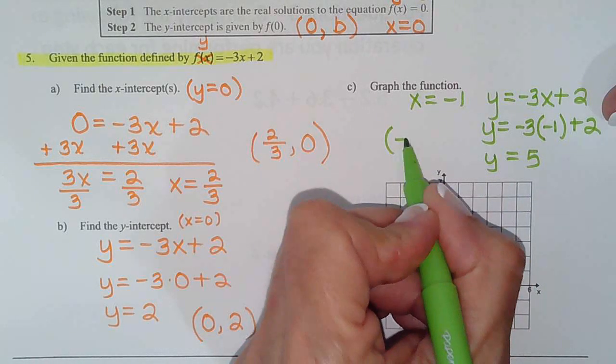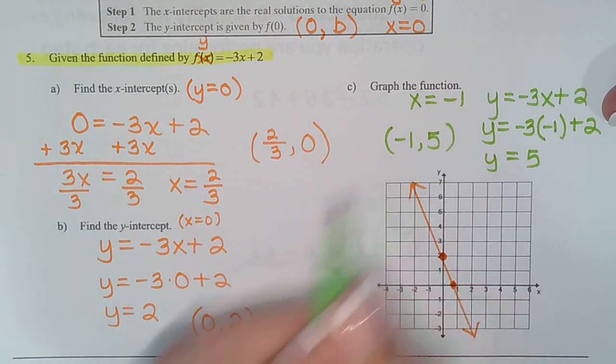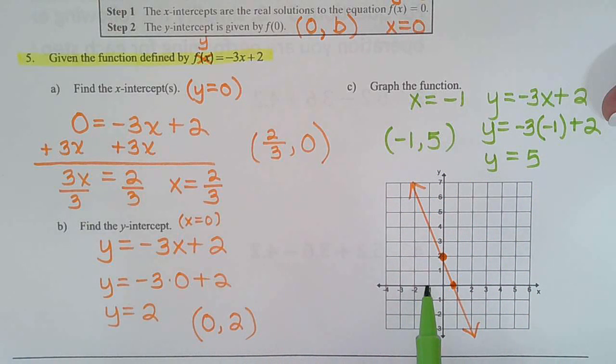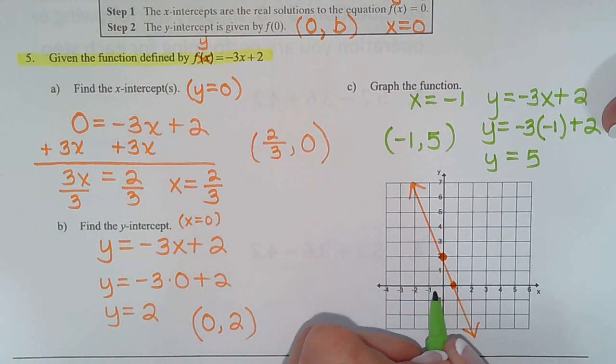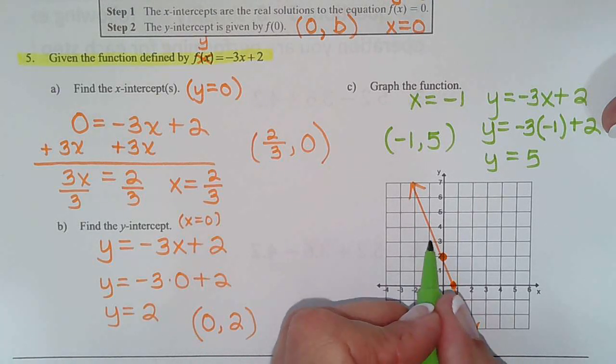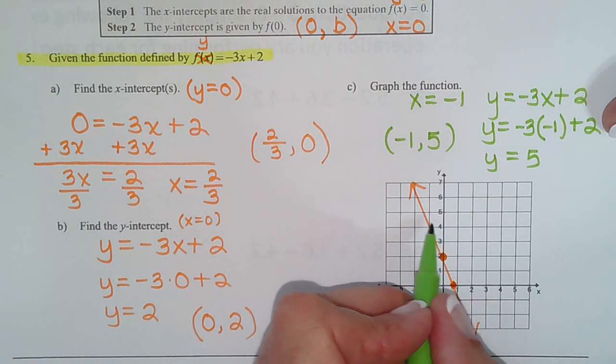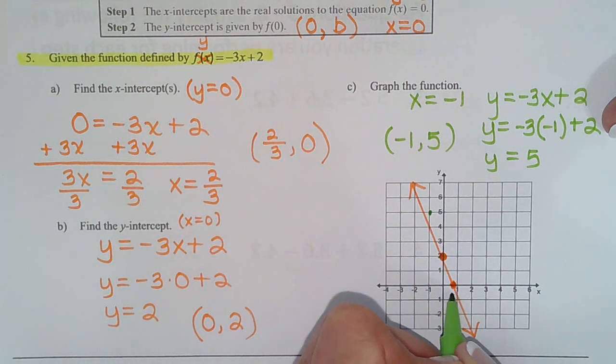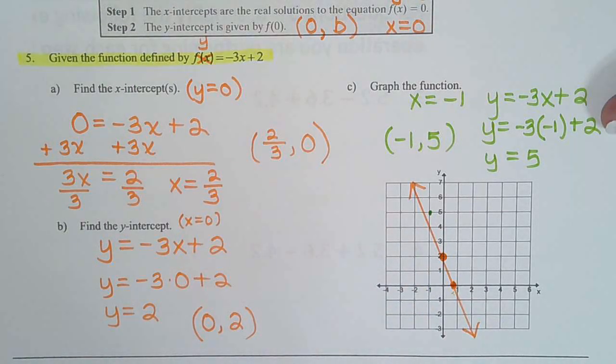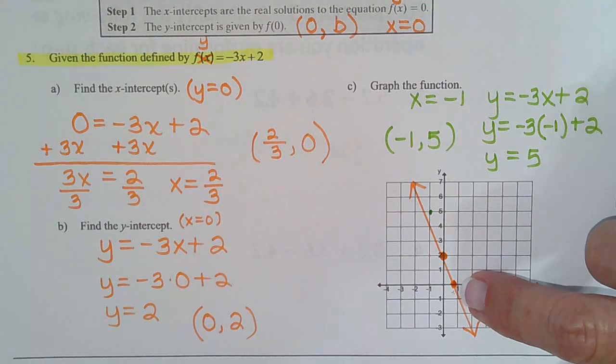So if I've drawn my line correctly, it should pass through the point (negative 1, 5). Ugh, I guess I didn't draw it so good, did I? 1, 2, 3, 4, 5. So I'm a little off a little bit, aren't I? But we can see that it's close, so I just didn't do a very good job drawing it.